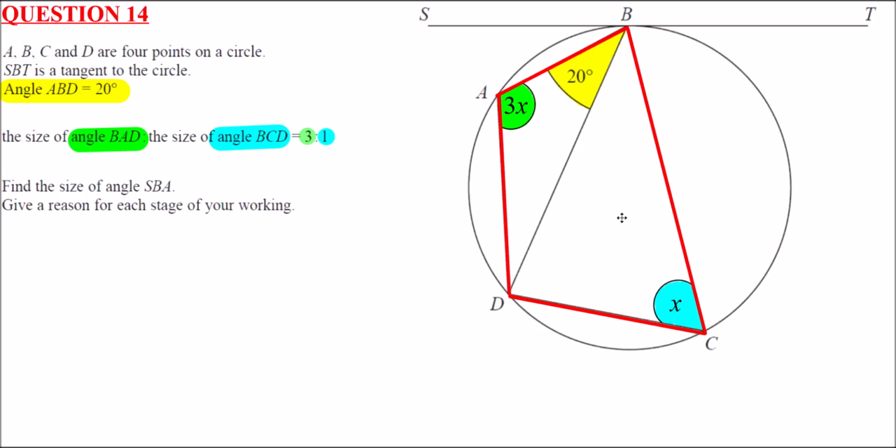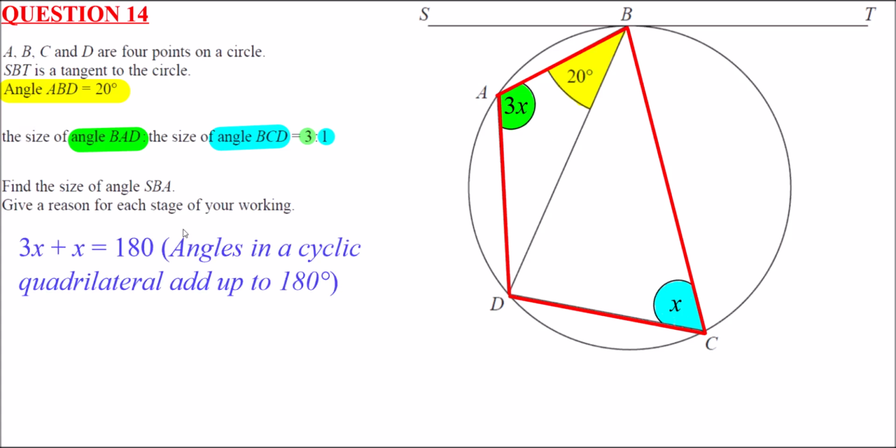Therefore, this 3x plus this x adds up to 180 degrees. So we can write that down, and because we need to show our working, we write down the circle theorem referencing. So 3x plus x is 180. Reason, angles in a cyclic quadrilateral add up to 180 degrees.